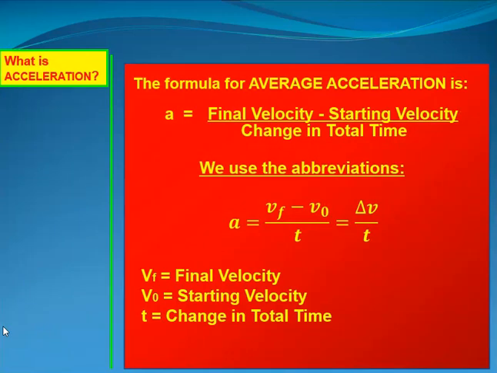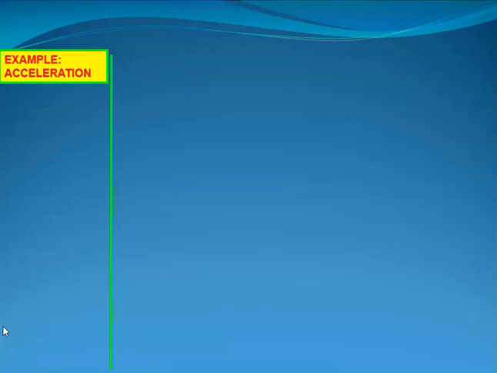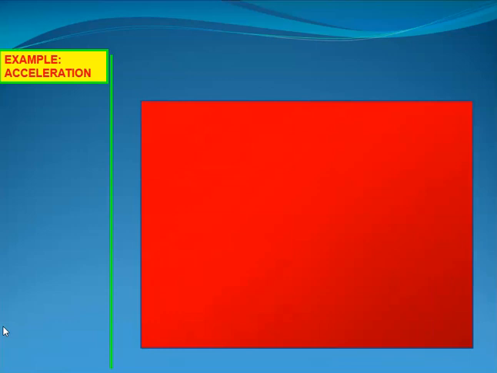The formula for average acceleration is acceleration equals final velocity minus initial or starting velocity divided by the change in total time. So you see the formula there. a equals Vf minus V0 over t, or a way you can express the change in velocity is delta V, change in velocity. So Vf is final velocity, V0 starting velocity, and t is change in time, how much time elapsed.